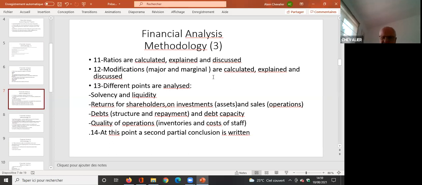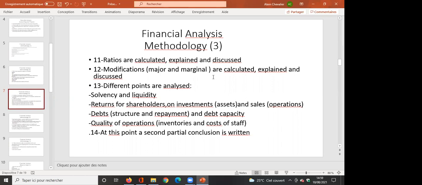What about the repayment capacities? So you have one way or another to compare the potential future cash flows and the elements which are included in the contract in terms of repayment, in terms of interest.